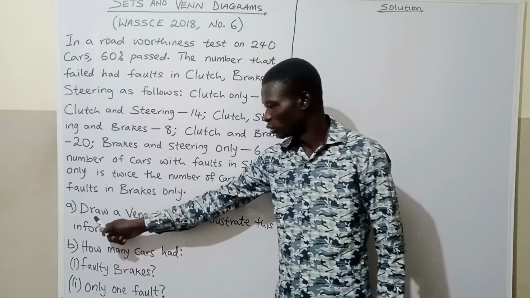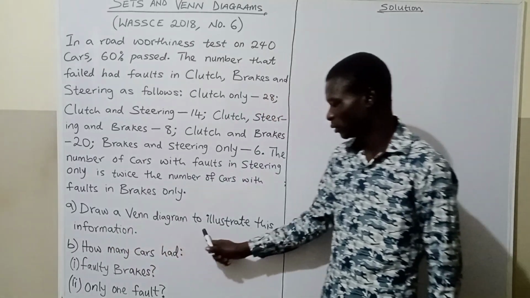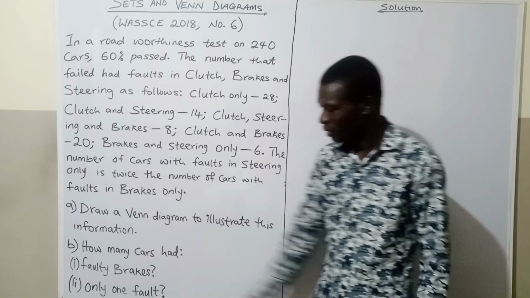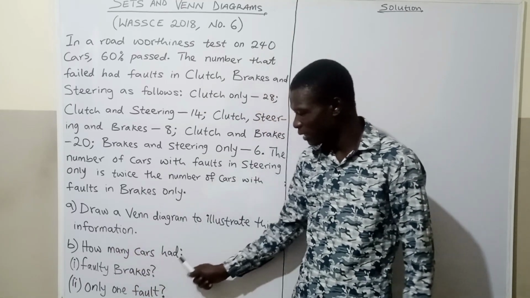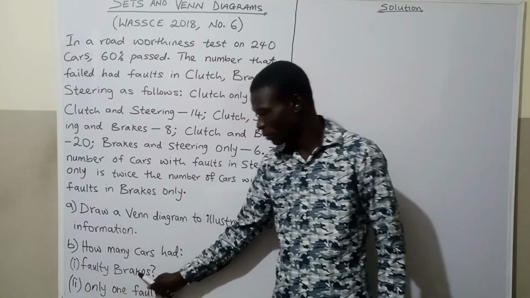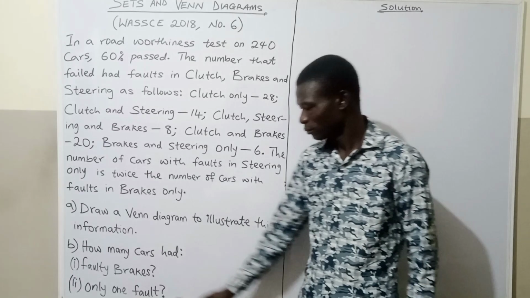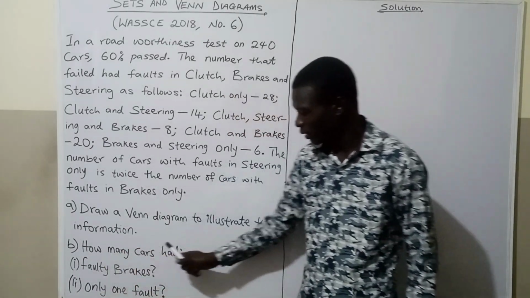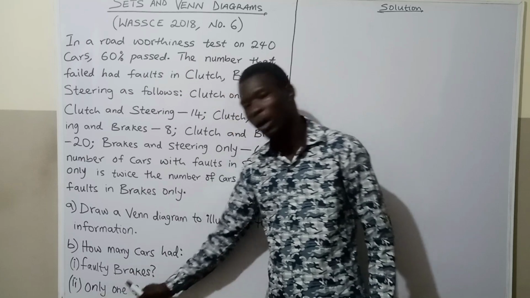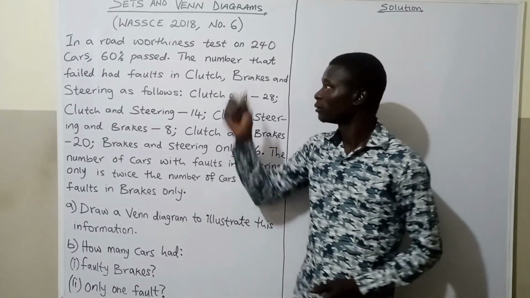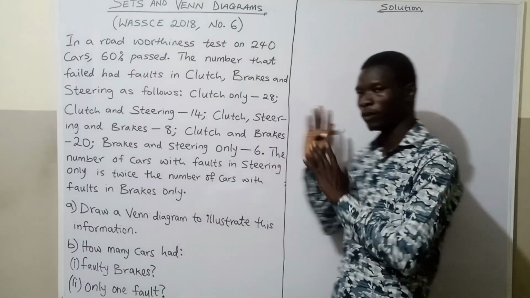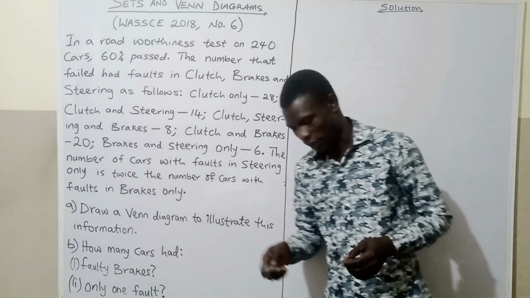A. Draw a Venn diagram to illustrate this information. B. (i) How many cars had faulty brakes? (ii) How many cars had only one fault? So this is the question. I'm going to be interpreting the question before we move on to the solution aspect.